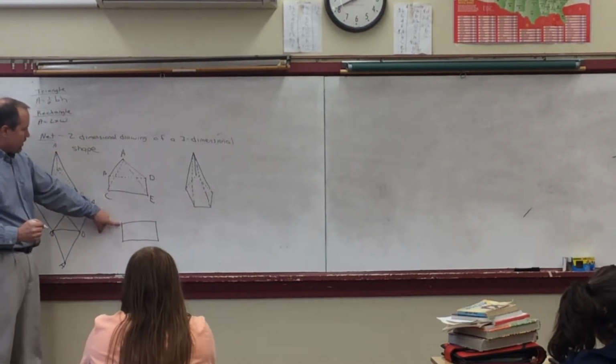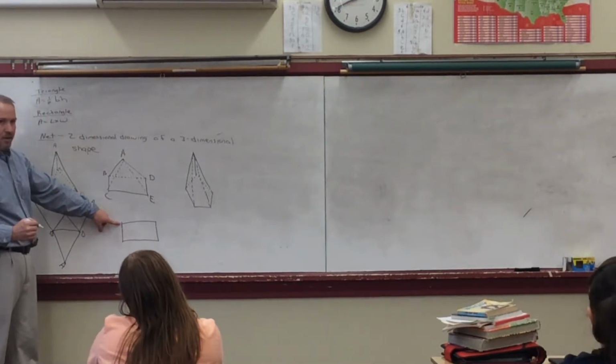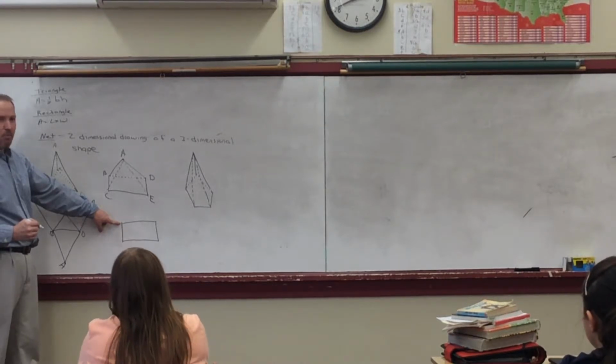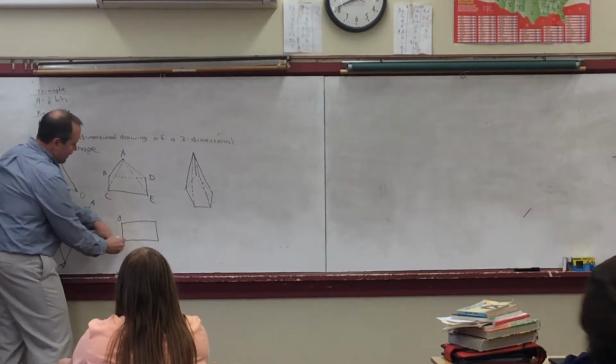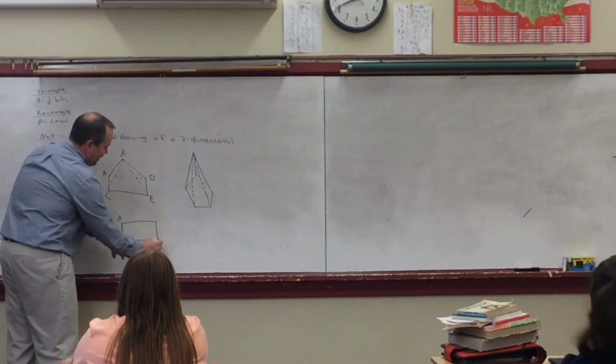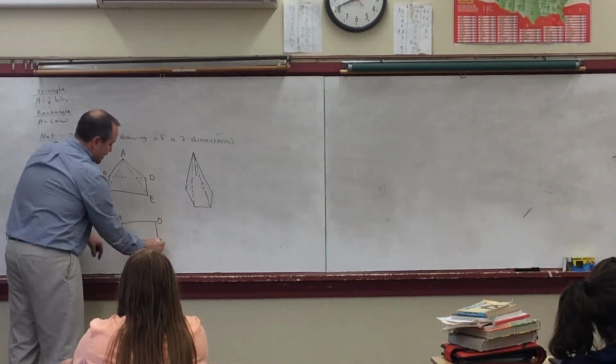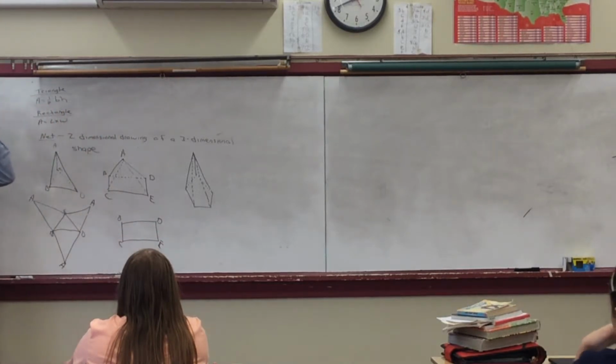This point is A. This is what point of the rectangle? Point B. This is C. This is E. And this is D. Now we want to connect, we want to do the lateral faces.